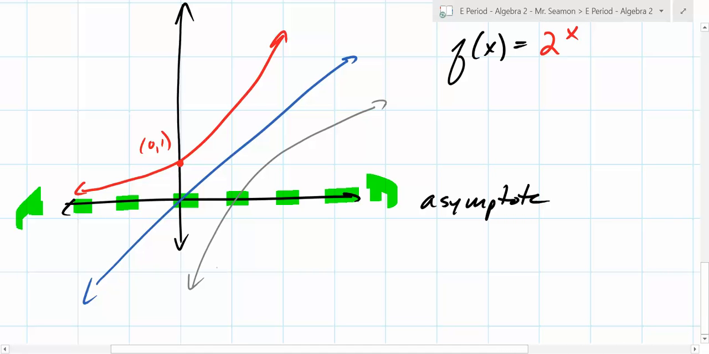So this right here, we'll call this g of x. What's the relationship between f of x and g of x? They are what of each other? Inverses of each other. They are inverses of each other. We just took the inverse, we graphed the inverse.